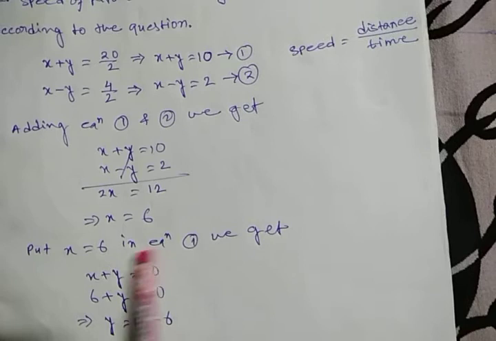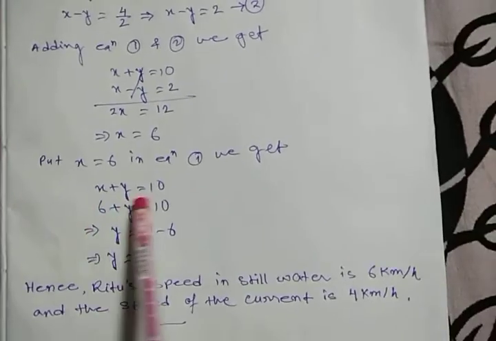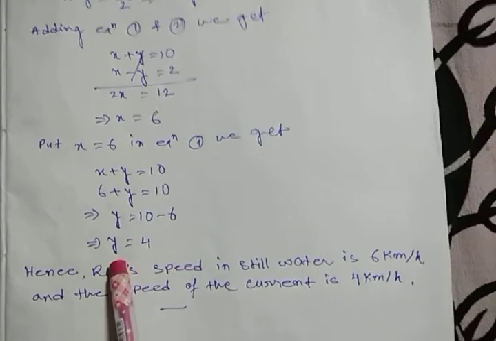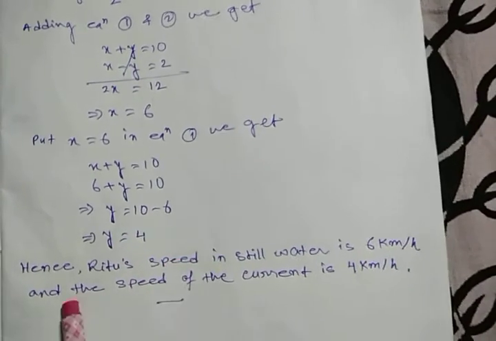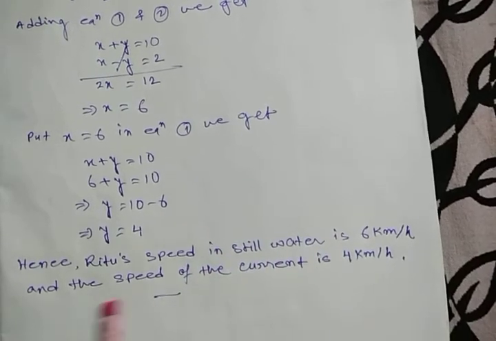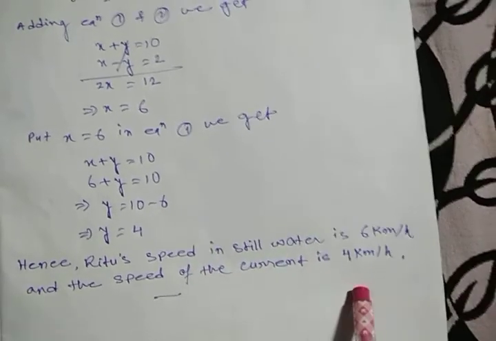Put x equals 6 in equation 1. We get x plus y equals 10. That is 6 plus y equals 10. So y equals 10 minus 6. This implies y equals 4. Hence, Ritu's speed in still water is 6 km per hour and the speed of the current is 4 km per hour.